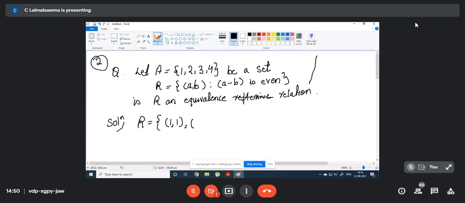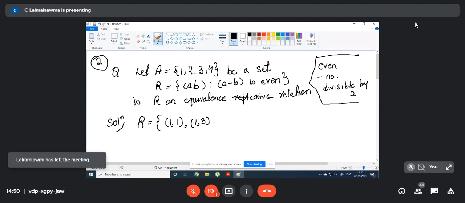Remember, an even number is a number divisible by 2. So 0 is divisible by 2. 1 minus 2 is minus 1, which is not divisible by 2. Now 1 and 3, 1 minus 3 is minus 2, which is divisible by 2, and so on. Now 1 and 4, 1 minus 4 is minus 3, which is not divisible by 2. Can you tell me the next term? 2 and 1, 2 and 1 is not. 2, yes, 2 and, please go on.